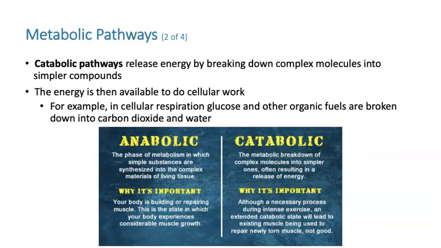There's two basic versions of metabolic pathways: anabolic and catabolic. Catabolic pathways release energy by breaking down complex molecules like macromolecules into their simpler compounds. Some examples of this are when you break down fat for energy. This is energy that's going to be used for cellular work, and the one that we're going to be learning about in lots and lots of detail is how glucose is broken down in the process of cellular respiration.